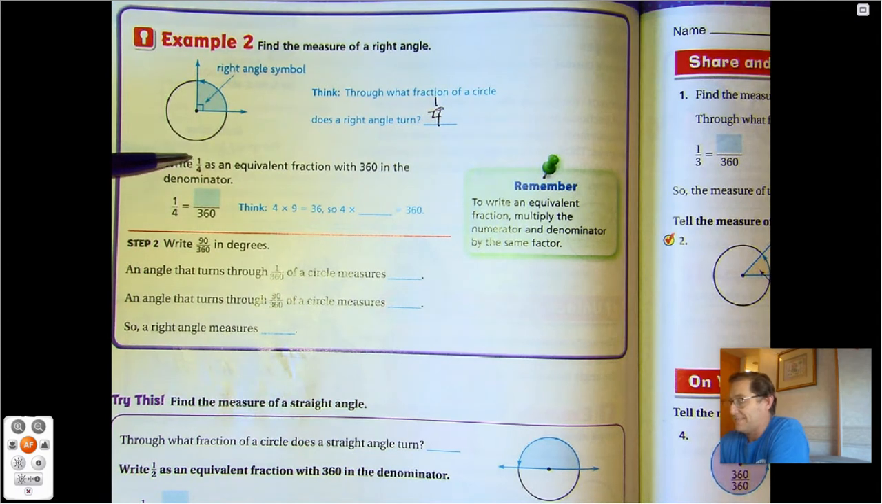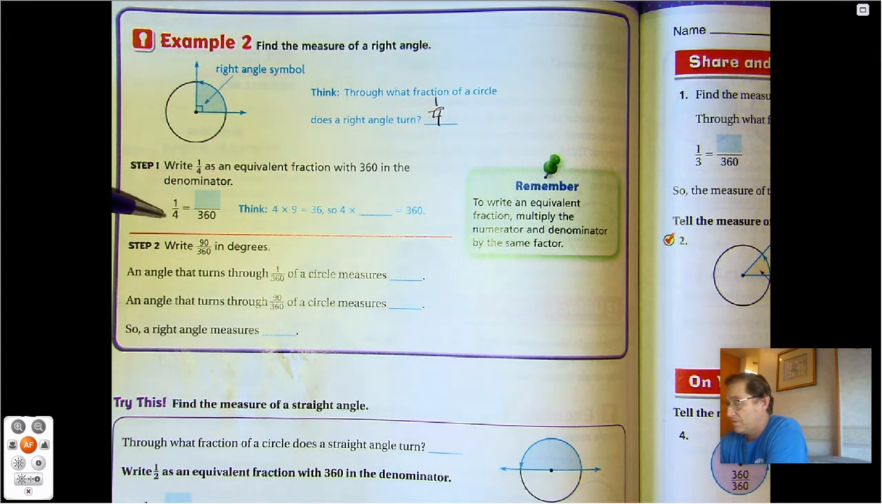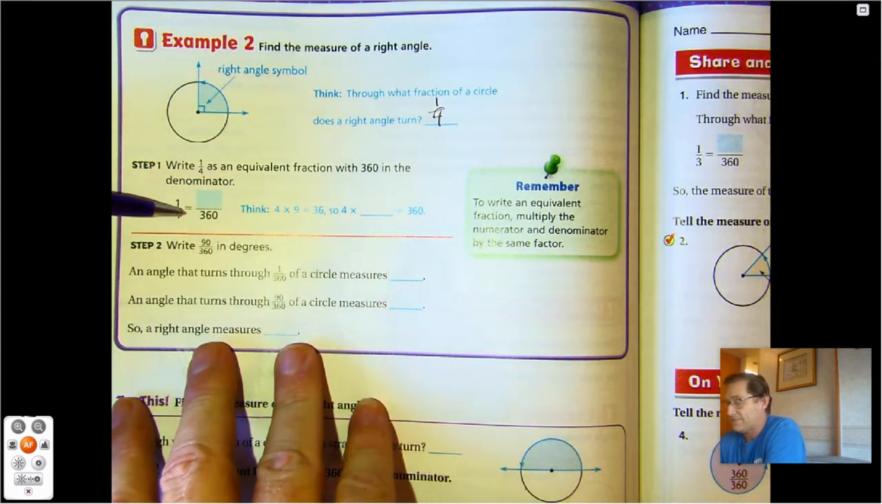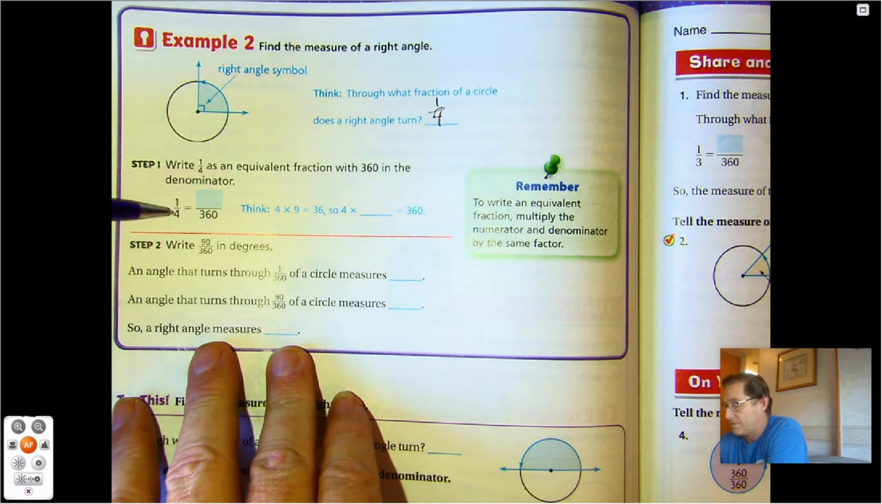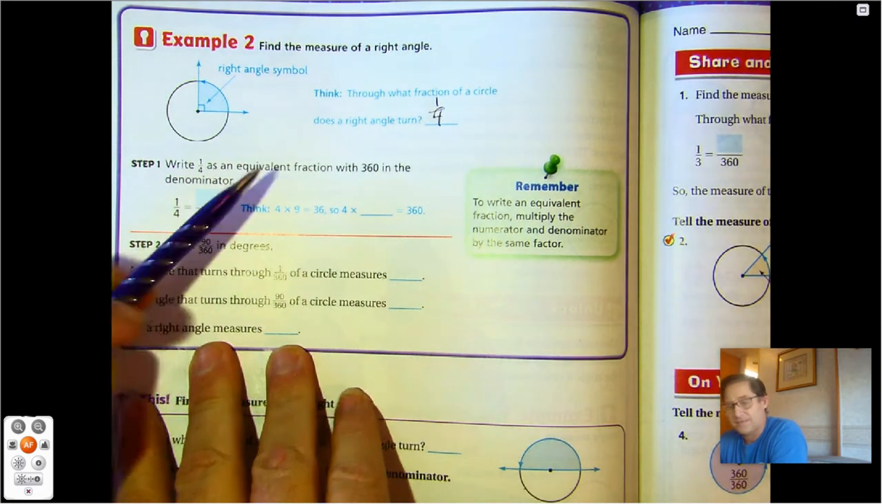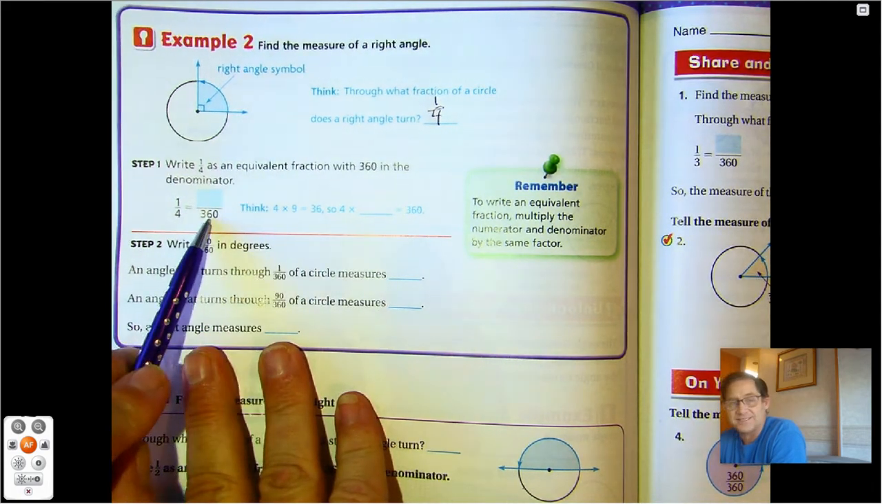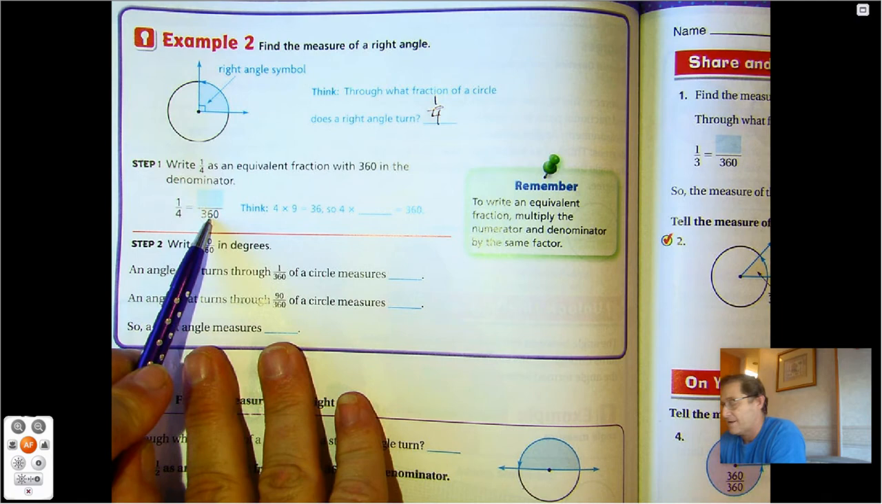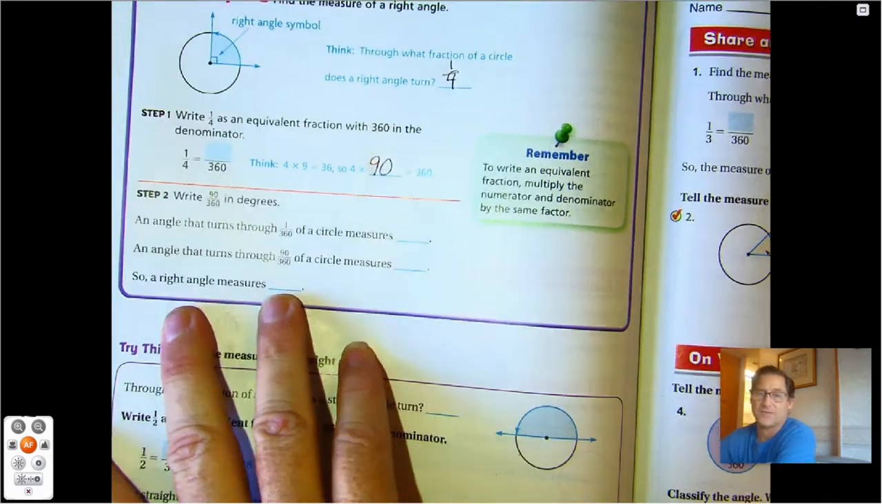Write 1/4 as an equivalent fraction with 360 in the denominator. Okay, we know how to do this. We know that it's 4 times something equals 360. Basically, all we're doing is turning the 4/4 into 360ths. So let's think about some of our basic facts. If 4 times 9 is 36, then 4 times 90 has to be 360.